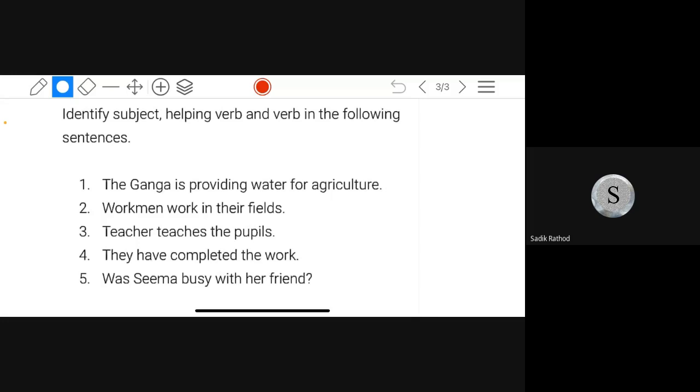Okay, so please give the heading and write the questions also. Written? Or are you taking a screenshot and you want to write later on? See, if you write now, it's good.